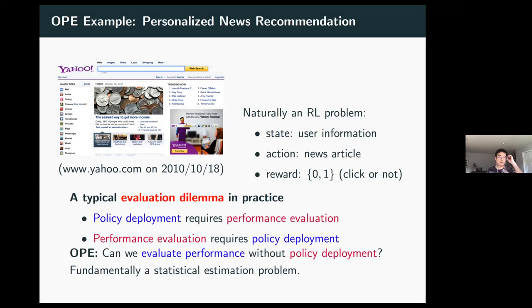Let me give an example. Some people might have seen this example before. That is, when I was at Yahoo, one of the problems that people there care a lot about is the news recommendation problem.